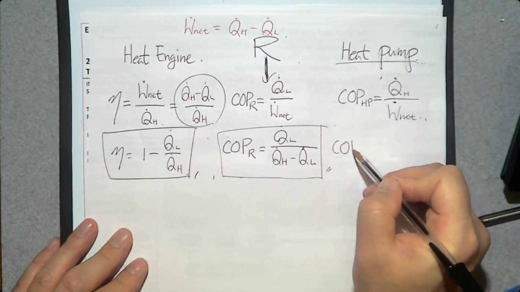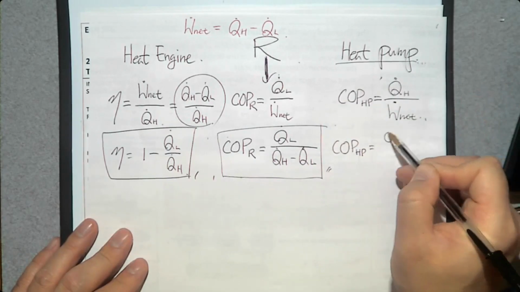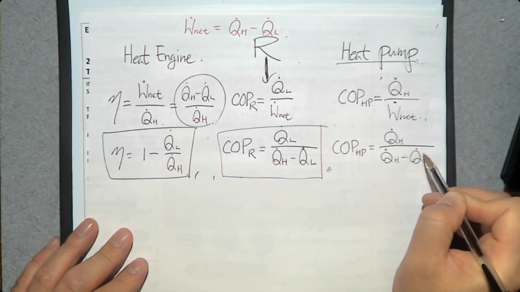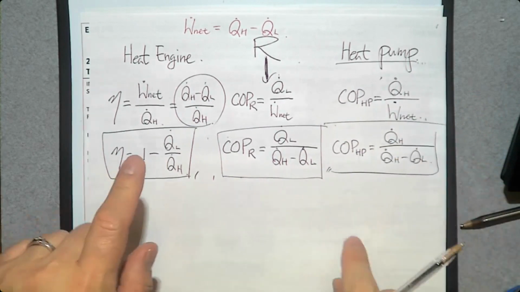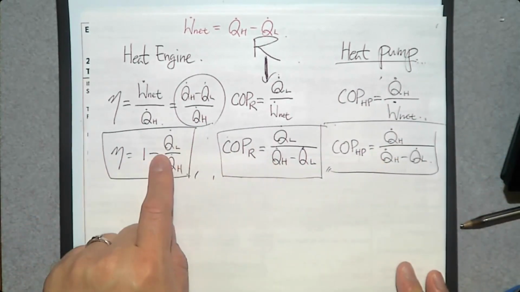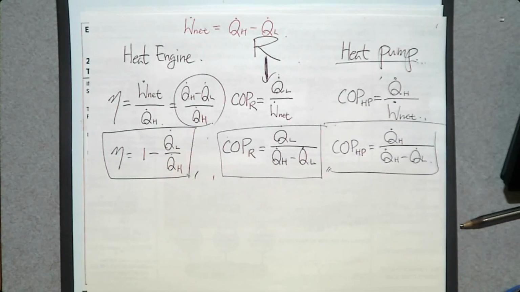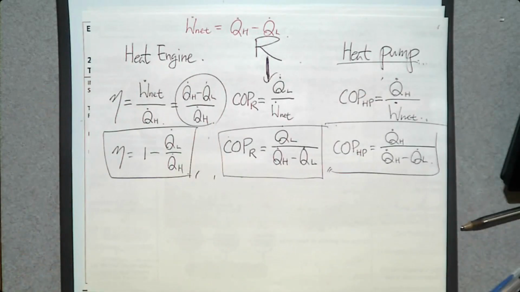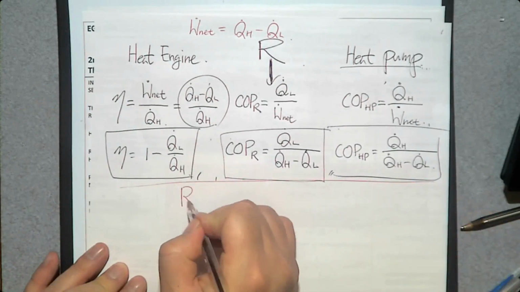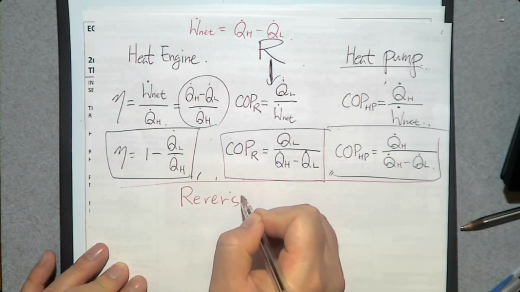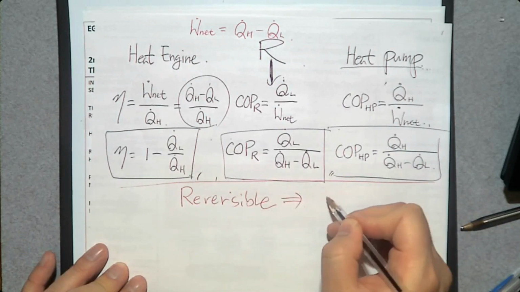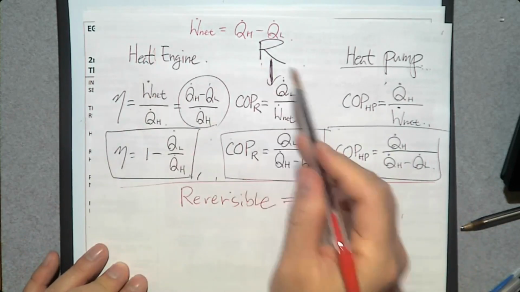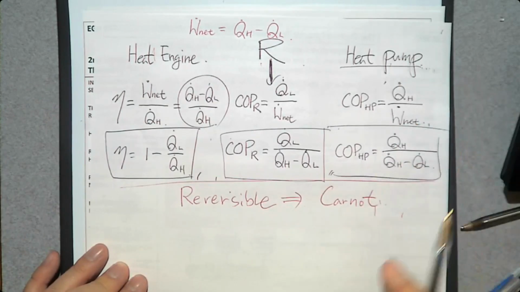Then COP of heat pump can be determined by Q dot H over Q dot H minus Q dot L. So these three equations are ways we evaluate their performances. Now let's assume that everything is reversible, which means Carnot cycle, Carnot heat engine, Carnot refrigeration cycle, Carnot heat pump cycle.